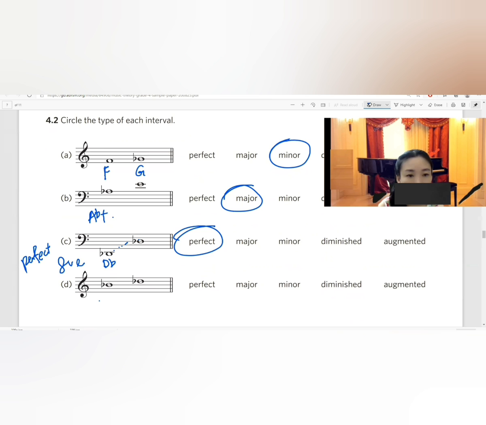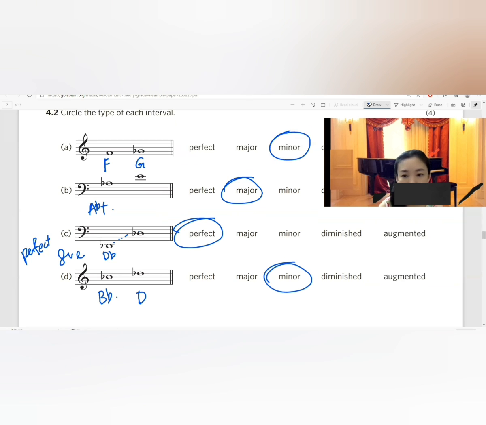Next one, this is a B flat. Let's use B flat major as a guide. In B flat major, the D shouldn't have any flat. D should be natural. So if D is natural, then this is a major third. But now it flattened the D, so it becomes one semitone lower. So it becomes a minor third interval.